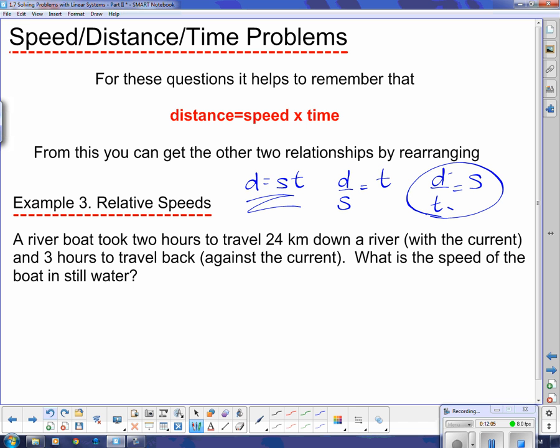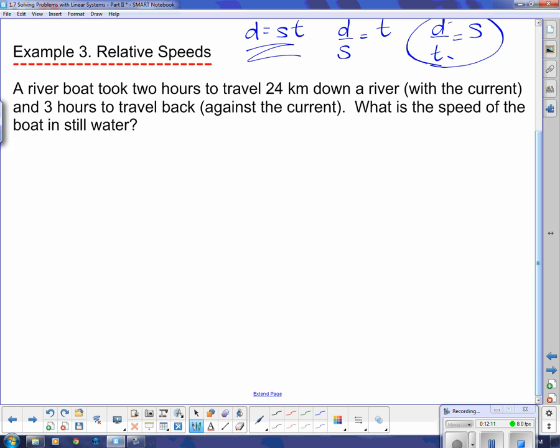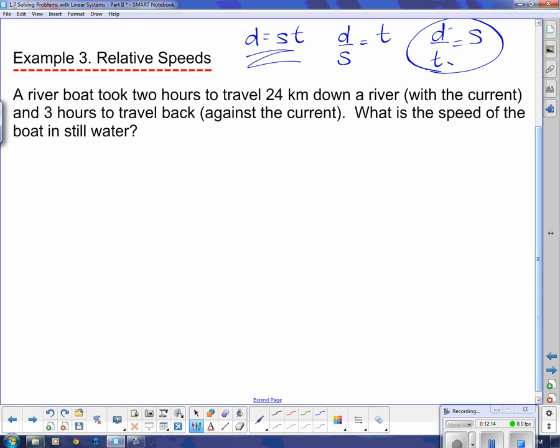Now we're going to do two different types of problems. This first one is on relative speeds. And we're going to do that in a chart too. We're going to declare our variables in a chart. A riverboat took 2 hours to travel 24 kilometers down a river with the current and 3 hours to travel back against the current. What is the speed of the boat in still water?